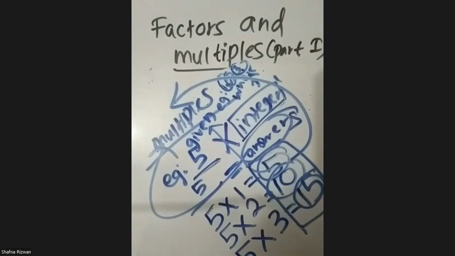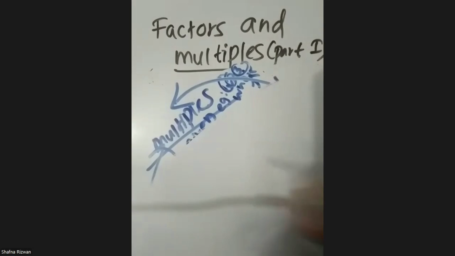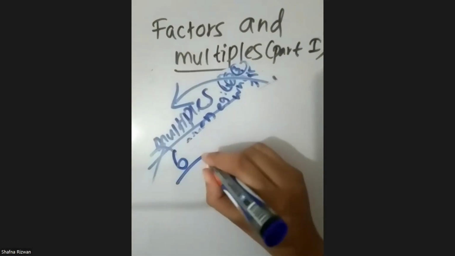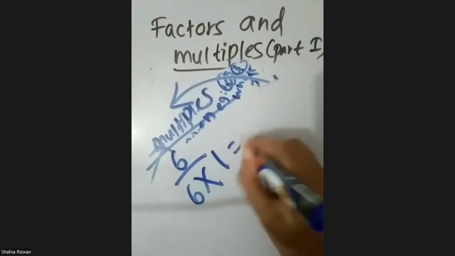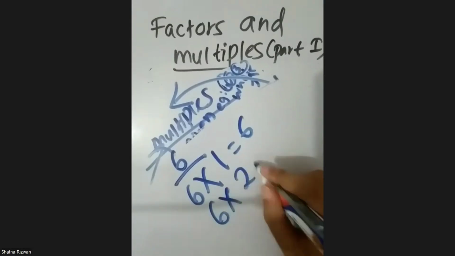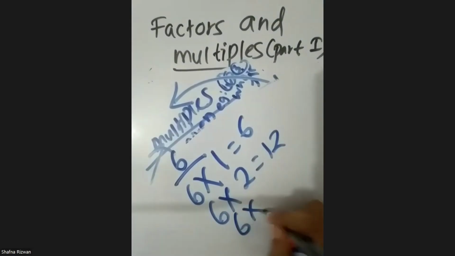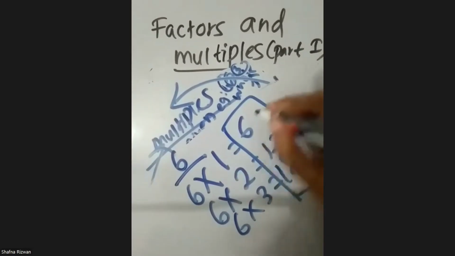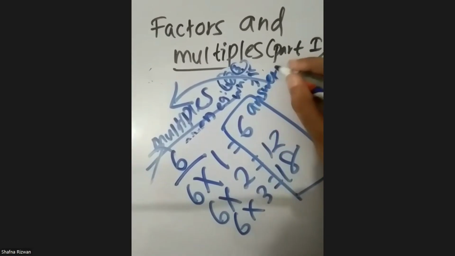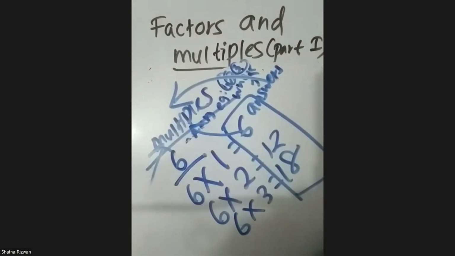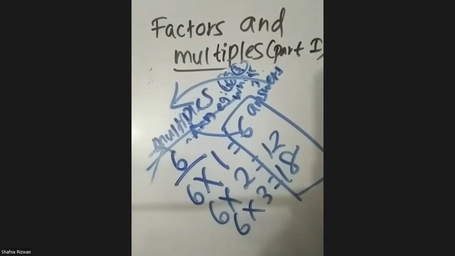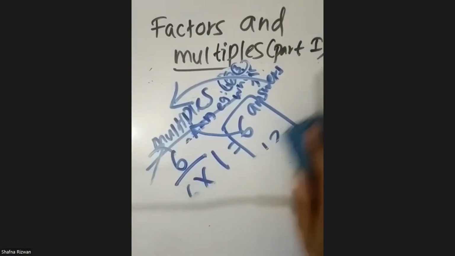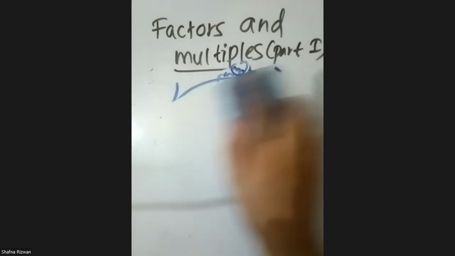Did you all understand? Whenever I'm taking, okay, the multiplication table of 6, then 6 multiplied by 1 will give you 6, 6 multiplied by 2 will give you 12, 6 multiplied by 3 will give you 18. So this set of answers that you have now in the multiplication table, you consider these as your multiples. Did you understand it? It's so easy, okay? So now, did you all understand what multiples are?